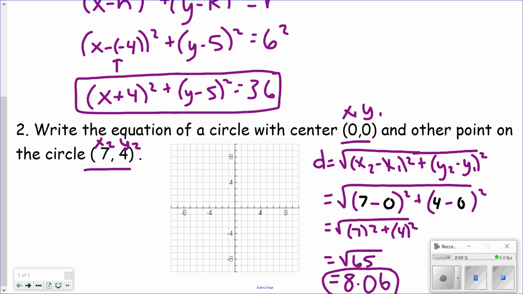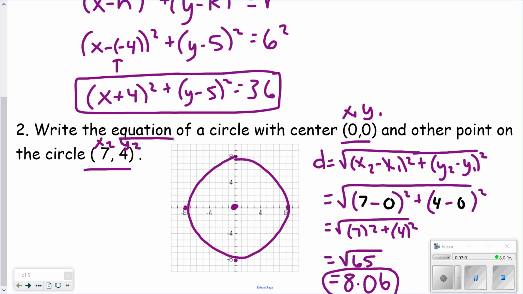So now let's sketch out our circle, even though it didn't ask us that. Let's practice. So we always start with our center, 0, 0. I know my radius is 8.6, but we're just going to get as close to 8 as we can. So I'm going to go 8 on that side, 8 on the other side, 8 up, and 8 down. So this is what our circle looks like.